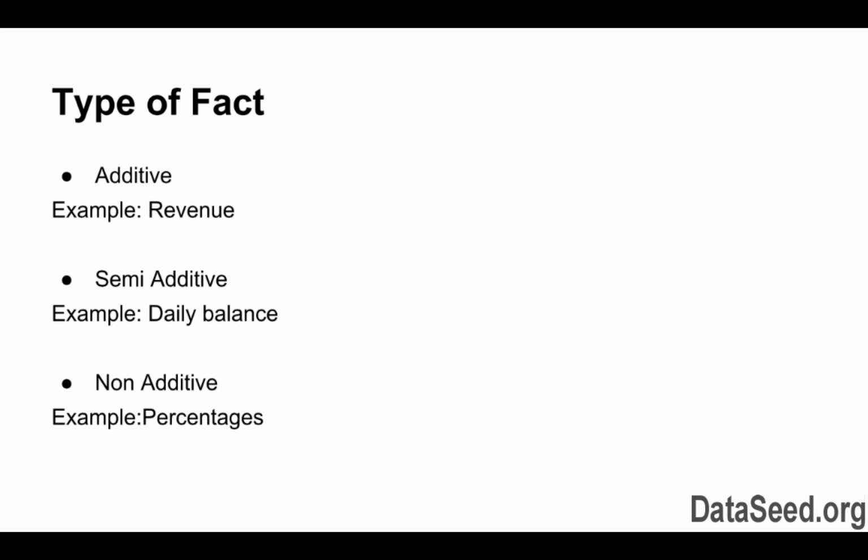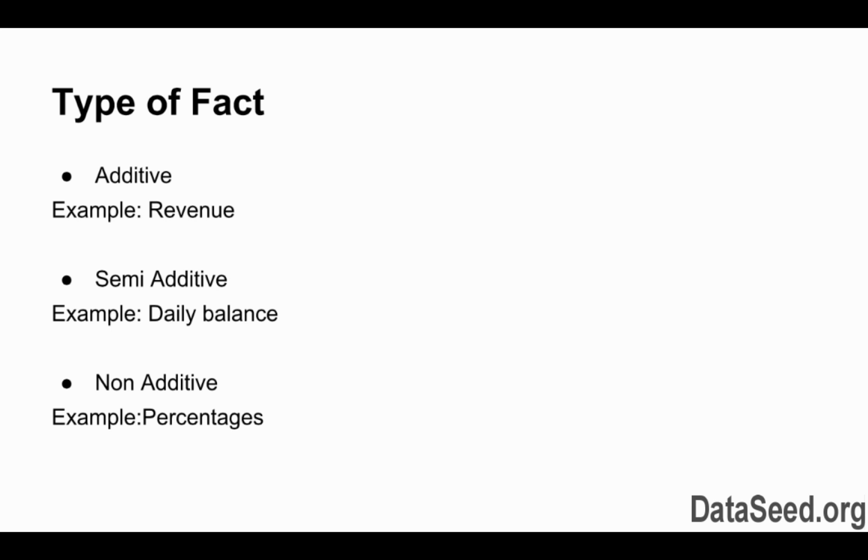A semi-additive fact is a fact that can be summed up only for some of the dimensions in the fact table, but not all of them. For example, the daily balance of an account in a bank can be summed up through customers or through all the different accounts that the customer has, but not through the time dimension, because the daily balance of today and tomorrow, when added up, will not give the correct picture of the daily balance.